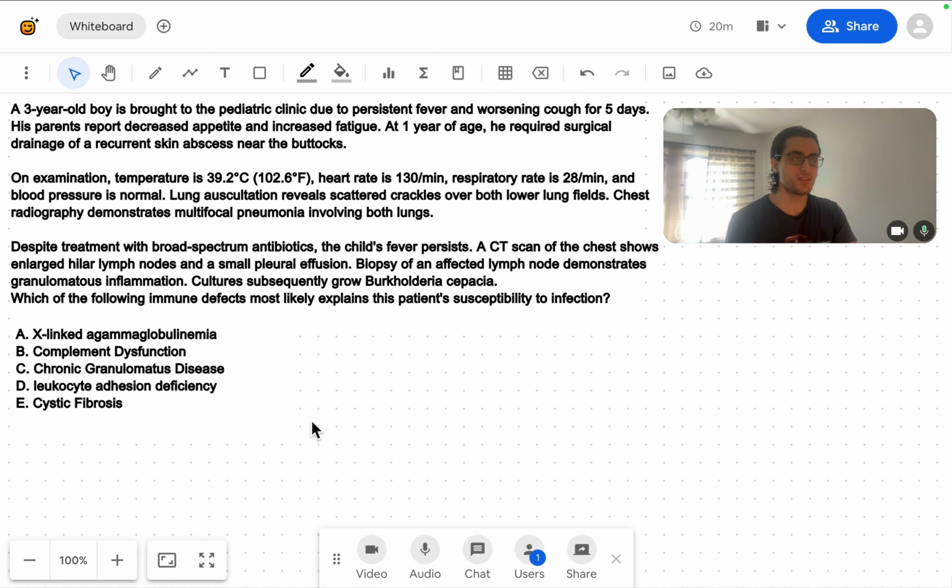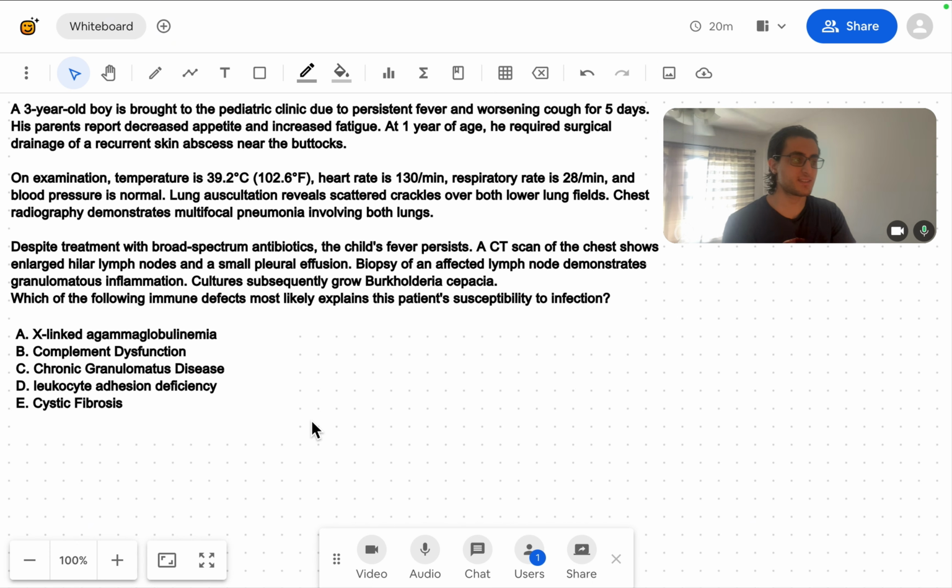On examination, temperature is 39.2, heart rate is 130 per minute, respiratory rate is 28 per minute, and blood pressure is normal. Lung auscultation reveals scattered crackles over both lower lung fields. Chest radiography demonstrates multifocal pneumonia involving both lungs. Despite treatment with broad spectrum antibiotics, the child's fever persists.